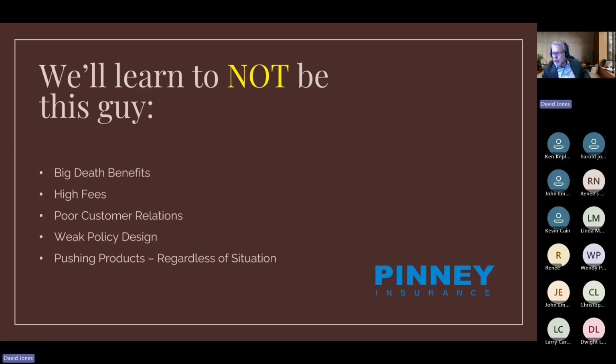And on the other side of this coin, you also want to know what you don't want to be. You don't want to be this guy, the guy who pushes big death benefits for anybody and everybody. Typically, that's tied to commissions, something with high fees, somebody who doesn't have good customer relations, doesn't follow up with their clients, doesn't listen to their clients. Easy stuff here, right? It has weak policy design. Sometimes you just don't even realize it's a weak policy design. You guys are going to learn in this presentation the difference between a good one and a bad one.